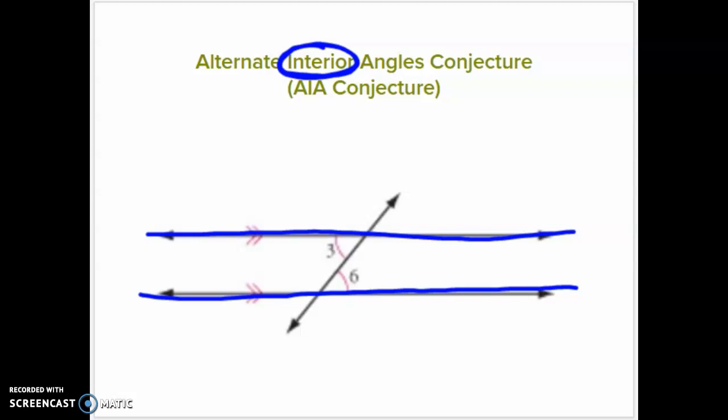They are also alternate, which means they are on opposite sides of the transversal. Angle 3 is over on the top and angle 6 is on the bottom, or on the left and the right, whatever you want to think about it. Okay, so that makes 3 and 6 alternate interior angles. Same would go for this angle 1 and this angle 2 here. Those would also be alternate interior angles.